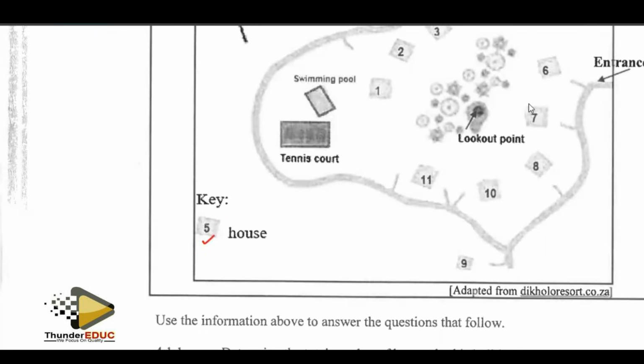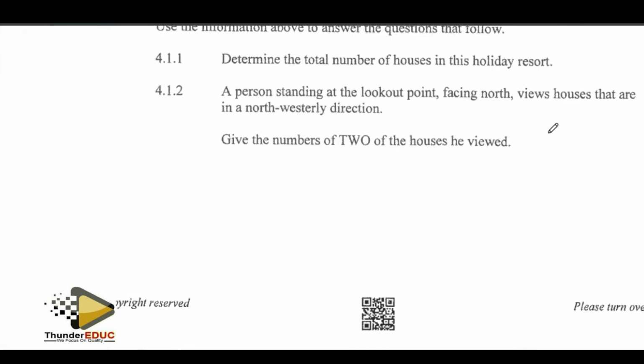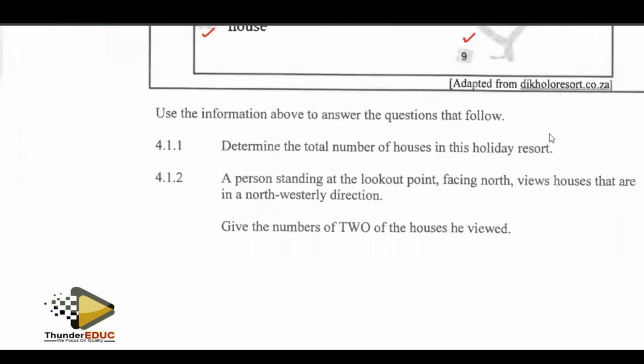So we have 1, 2, 3, 4, 5, 6, 7, 8, 9, 10, 11. We have 12. We shall say we have 12 houses. A person standing at the lookout point facing north views houses that are in the northwesterly direction. Give the number of the 2 houses viewed.